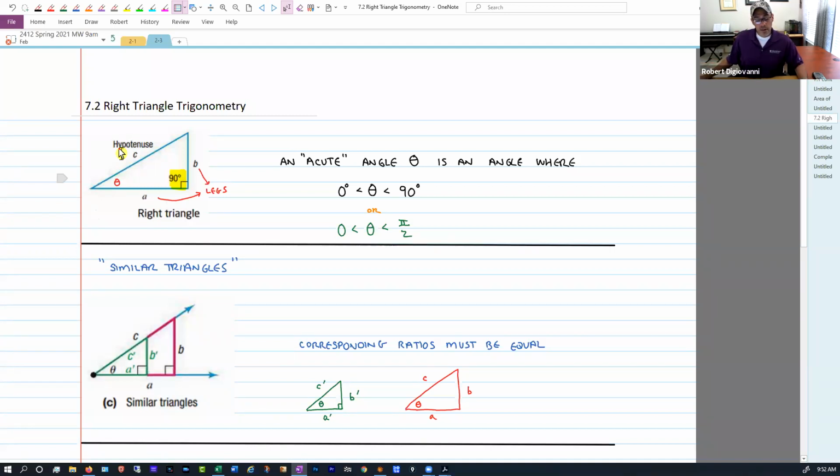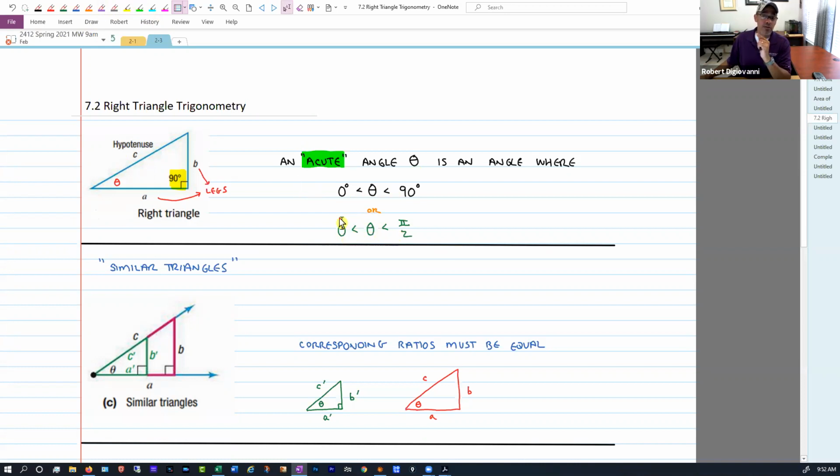Now, an acute angle is any angle theta that is between 0 and 90 degrees. I think we did talk about this last time, but now we've defined it for sure. An acute angle is an angle where the measurement is between 0 and 90 degrees, or if you want to use radians, between 0 and pi over 2.